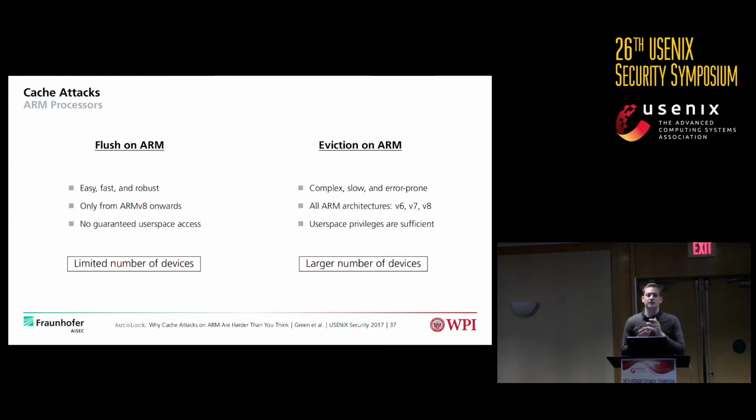But the case is that these flush instructions, in contrast to x86, have only been introduced in the very recent version 8 architecture version, and they have to be enabled for usage in user space. So that means that flush-based attacks only affect a limited number of devices on ARM. Whereas eviction, which is, of course, more complex, slower, and more error-prone, as we saw, applies to all architecture versions and can be done from user space. So we have a larger number of devices that are affected by them.